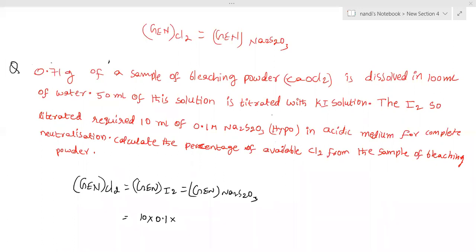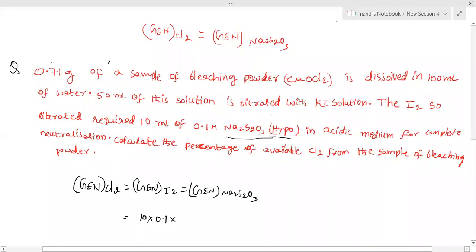Hypo is mostly used in photo labs, for photo film, in photo studios. The hypo solution formula is Na2S2O3 dot 5H2O. Okay, this is the hypo, sir. I wrote it in brackets also very clearly. Na2S2O3, the common name is hypo. That's one of the chemicals.